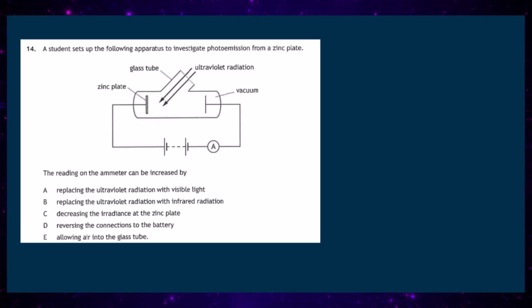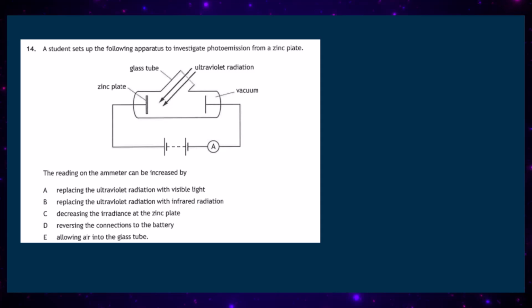Question 14. A student sets up the following apparatus to investigate photo emission from a zinc plate. You can see we have the glass tube which has been evacuated of air, and it's a vacuum, and we have the zinc plate inside that glass tube, and the zinc plate is connected to the positive end of a battery and our ammeter's in series.